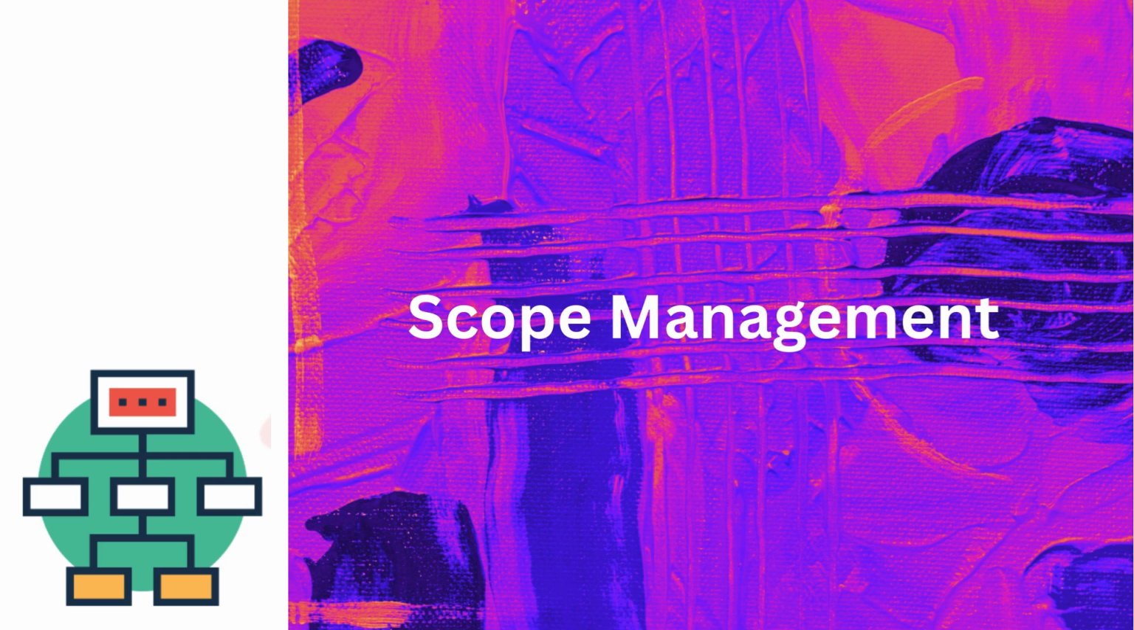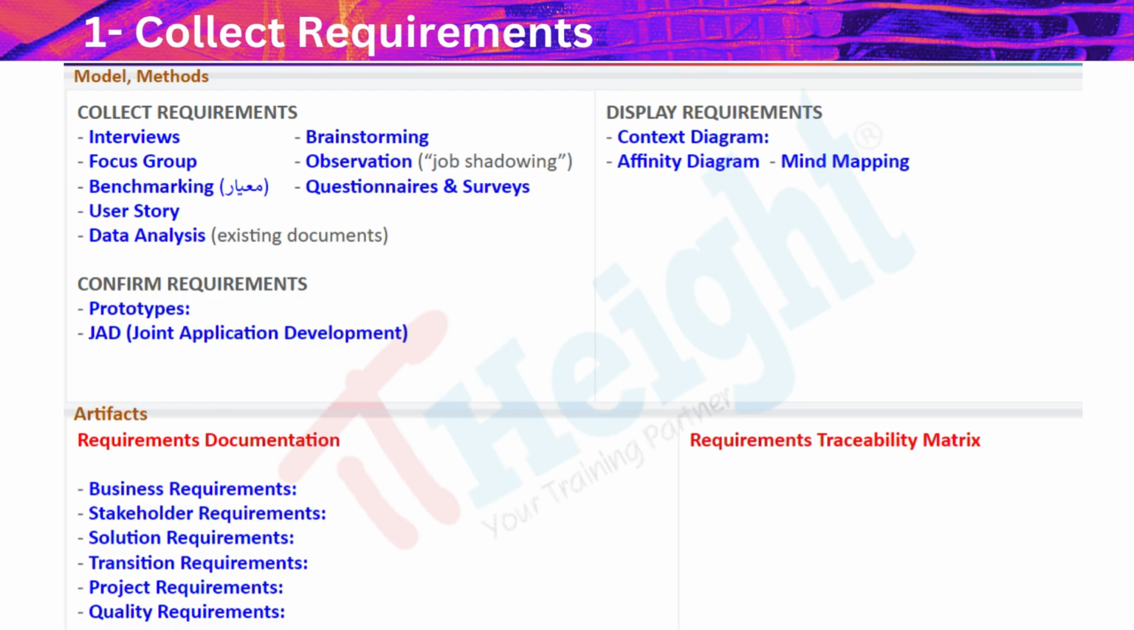Project Scope Management. Step 1. Collect requirements. The process begins with gathering requirements to ensure project deliverables meet stakeholder needs. Several models, methods, and artifacts are used to collect requirements.